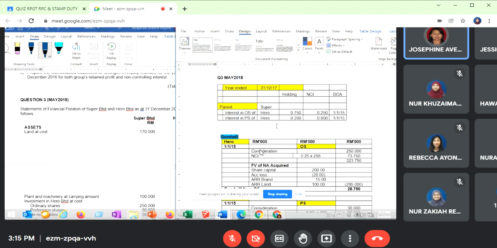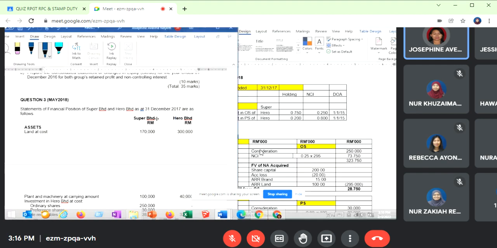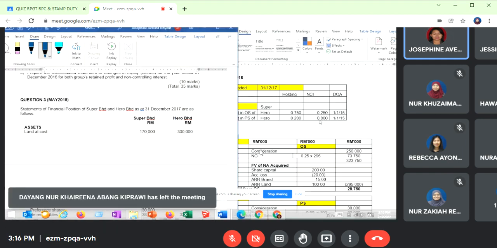This is the information that we need. The holding company acquire ordinary share capital of the subsidiary company, 75%, 25% is for the NCI. The holding company also acquire the preference share capital of the subsidiary company, 20%, 80% to NCI. And the acquisition date is on 1st of January 2015. The financial year end is 2017. So this is acquisition in the previous year.